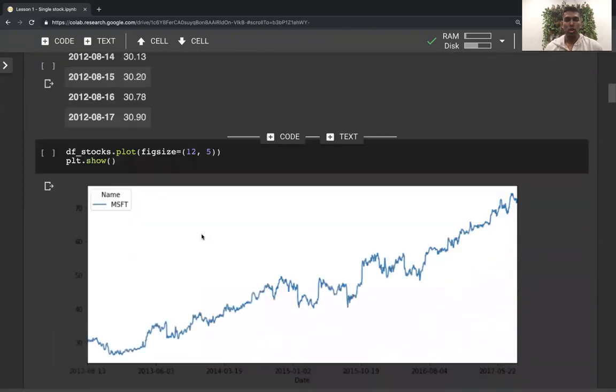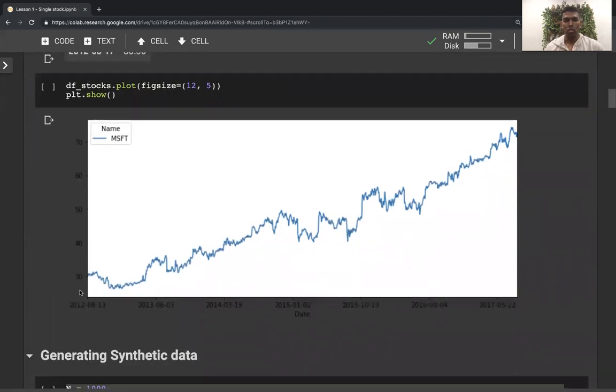So this is what the stock price looks like over 5 years. So 2012 to 2017, and you can see it's generally trending up, right?